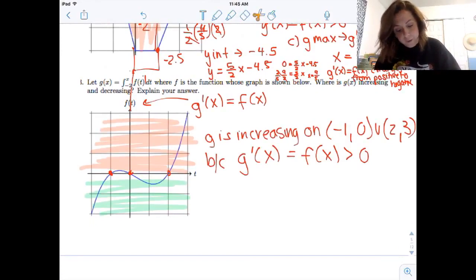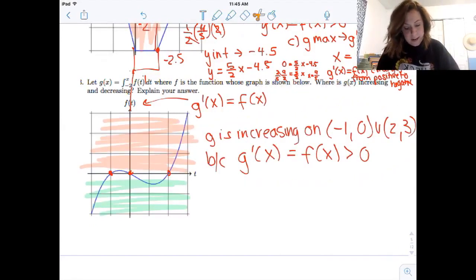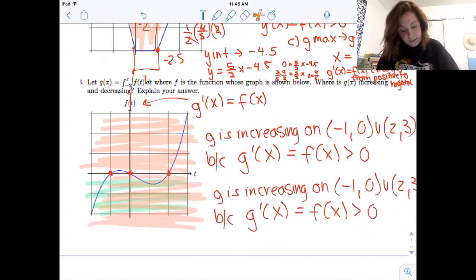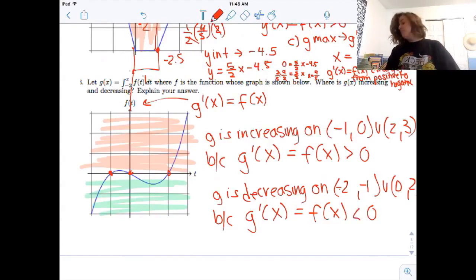And then for decreasing, I'm going to say the same thing, but I'm going to change my intervals. G is decreasing on the intervals from -2 to -1 and from 0 to 2, because g prime of x, which equals f of x, is less than 0. So again, it just becomes a curve sketching problem once you know.